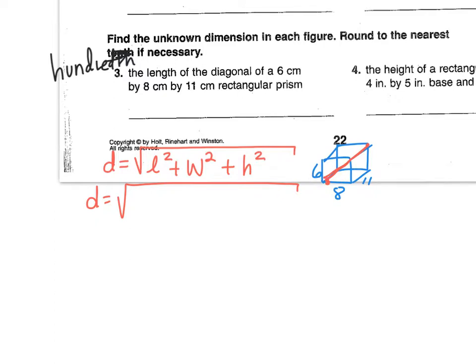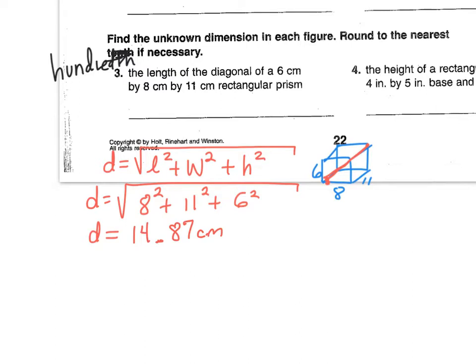So all we have to do is just put the numbers in the formula. The length is 8, so it's 8 squared, plus the width, 11 squared, and then plus the height, 6 squared. And then just put all of that in the calculator. So the distance is supposed to be 14.87 centimeters.